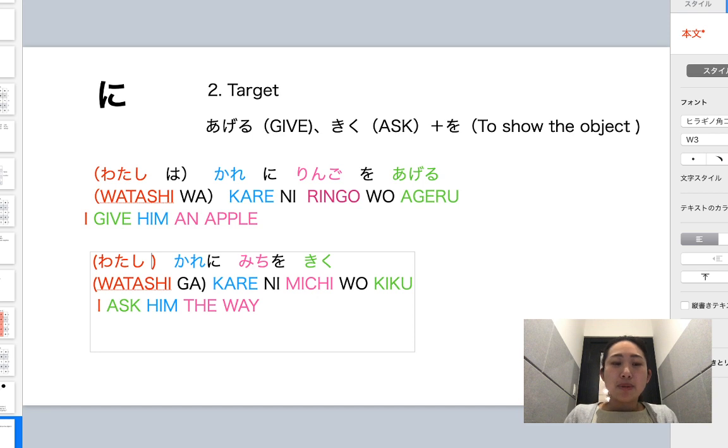But most likely we use 私が彼に道を聞く because in that case there are some people around you and you are the one who needs to go. But 私は彼にリンゴをあげる, the first pattern, maybe you want to emphasize リンゴ, not orange, not banana, but apple. So in that case, 私は彼にリンゴをあげる, like that.